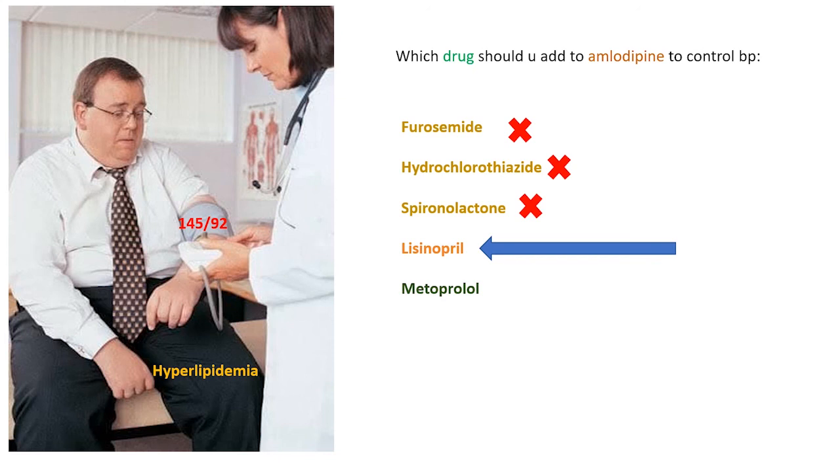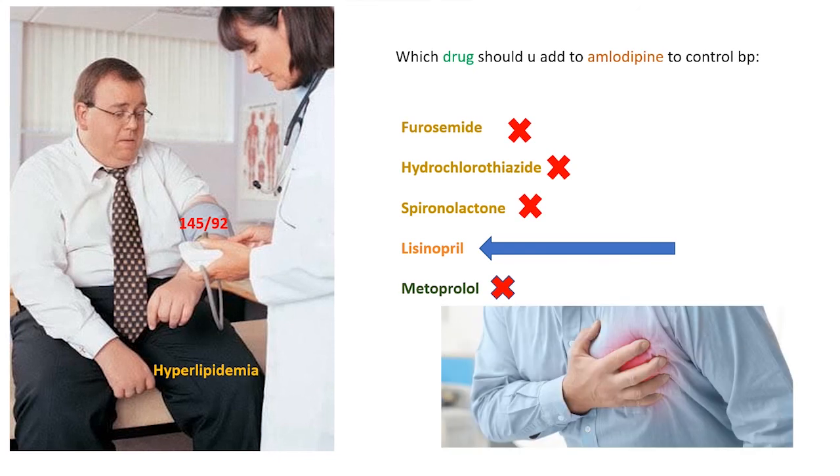And of course, metoprolol, it's a beta blocker. We don't use beta blockers as a first line at all. We use it mainly in patients with heart failure to decrease mortality.